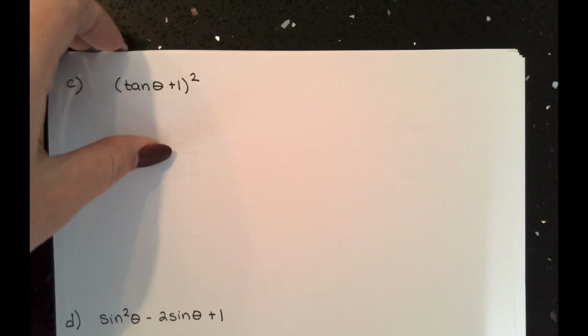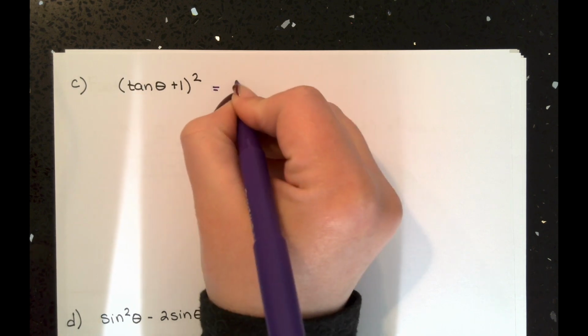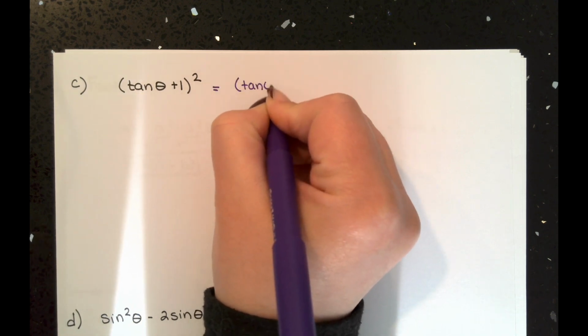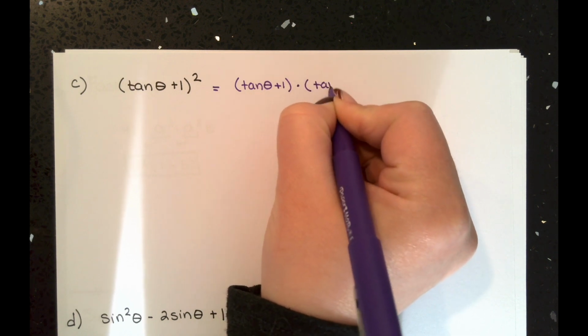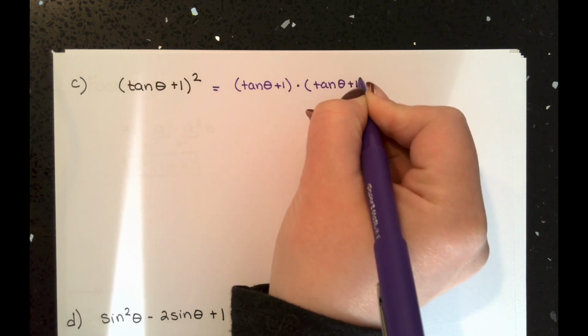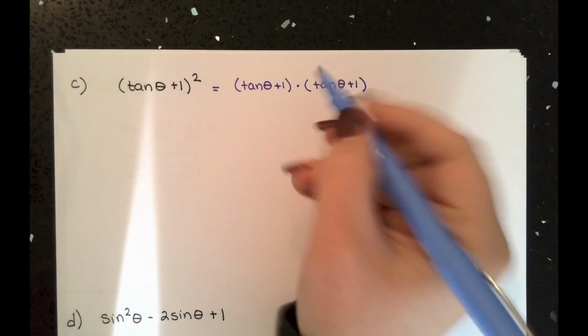All right. Now we have tangent of theta plus 1 squared. Again, you can have the pattern memorized. If not, that means you have tangent of theta plus 1 times tangent of theta plus 1. Now this is not like the other one. The other one was the difference. One was addition, the other one was subtraction. This is both addition. So I encourage you to distribute.